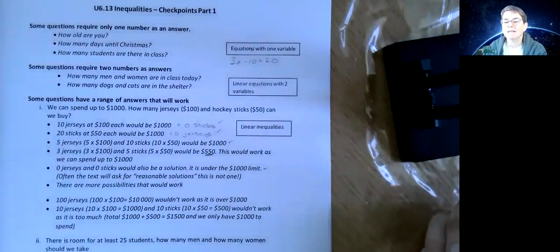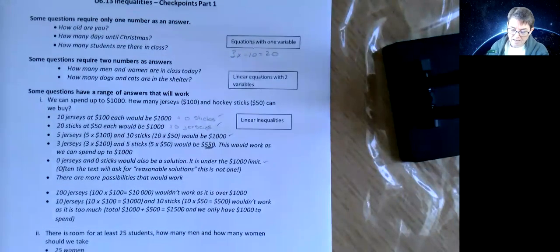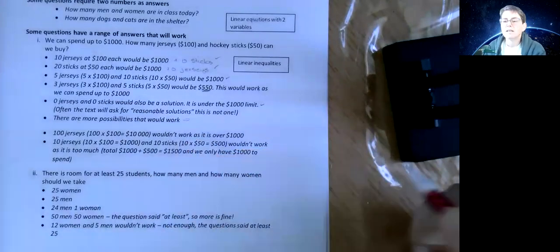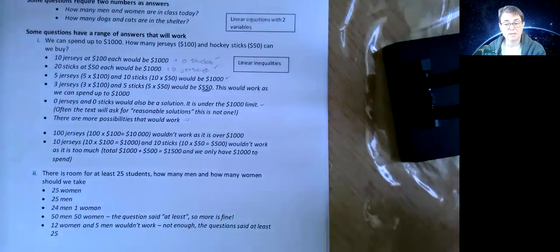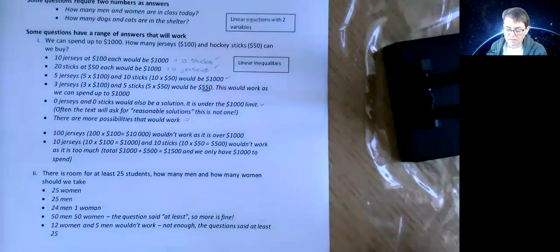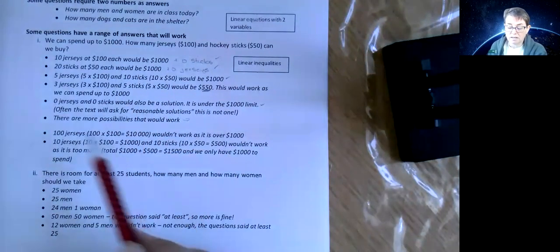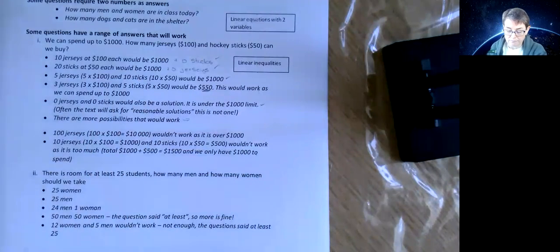Just beware, a lot of times textbooks will give 2 reasonable solutions for this. Well, this probably wouldn't count as a reasonable one. If you're supposed to go buy jerseys and sticks, buying none of both is a bad idea. And there's lots more possibilities. I should say that you wouldn't be buying 1.5 sticks and 5 3/4 jerseys. You have to have whole numbers. You can buy none, or you can buy 1, you can buy 2, but decimals don't make any sense. So there's an example where you have a whole range, a lot of answers that you could choose.